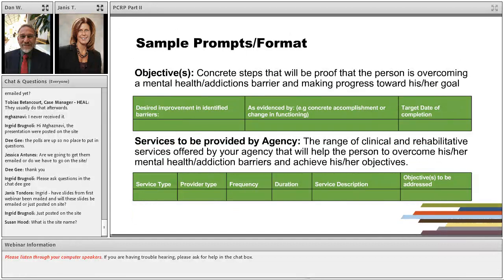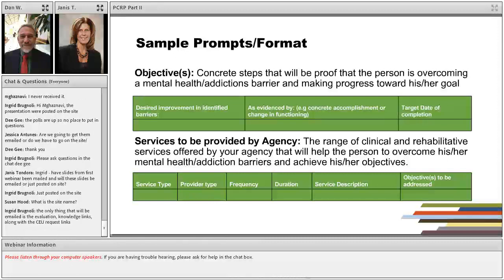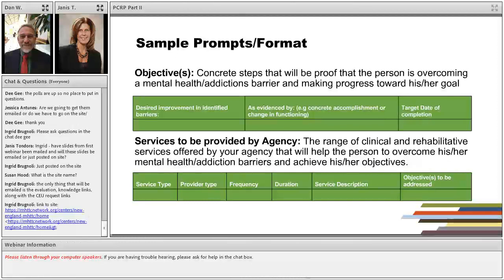Okay. And then we move to the objectives. And again, if you look at the prompt, concrete steps that will be proof that the person is overcoming a mental health or addiction barrier and making progress towards his or her goal. One of the things we're still working on, that we mentioned, and I'll show you the sample of it, is to have examples of this and a more detailed description. So we had limits about how much we could put on the screen here, and you want to have limits anyway. You don't want 3 paragraphs of text of instruction.